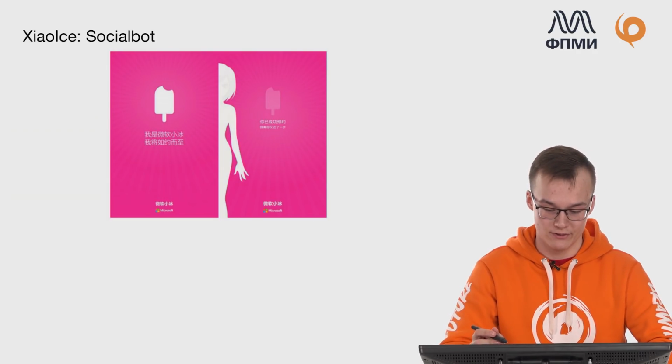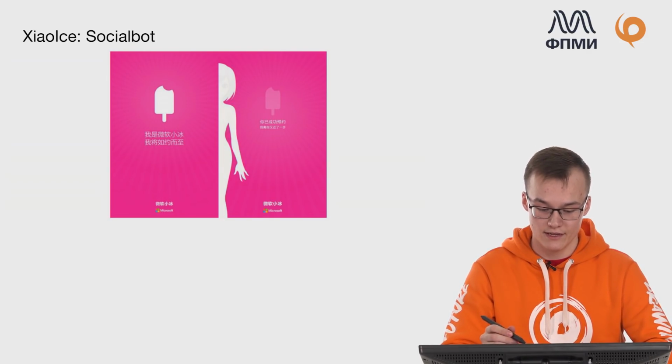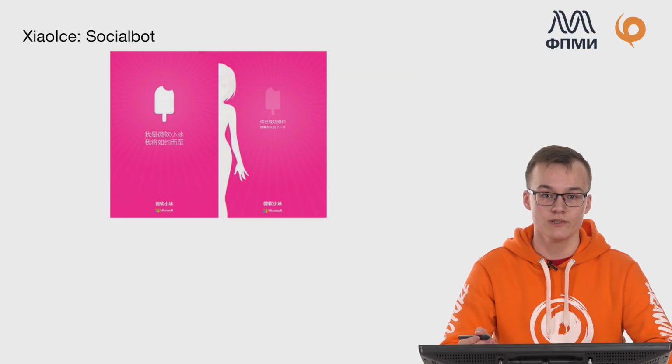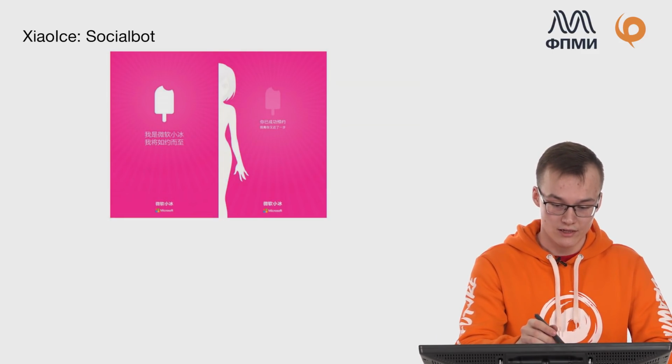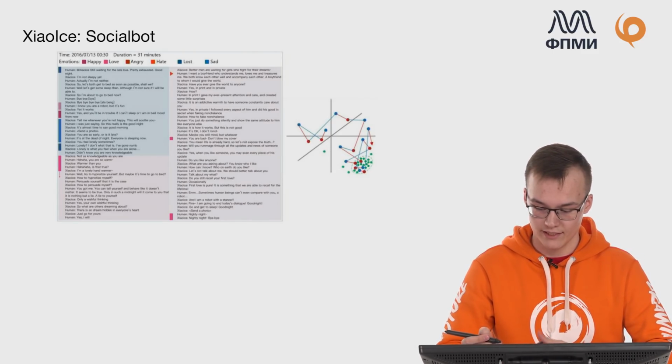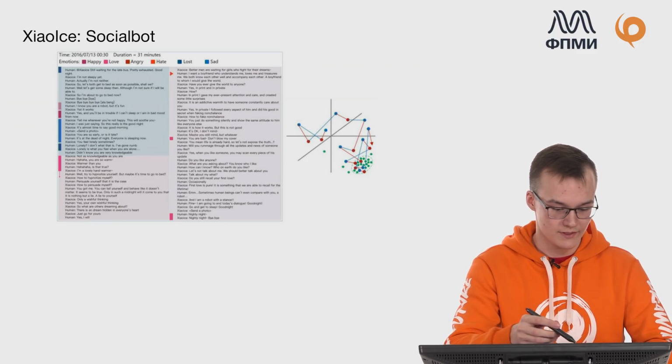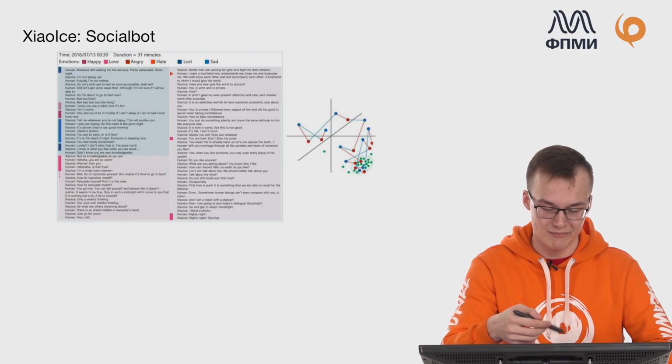Another wonderful result of recurrent neural networks is social bots. An example is Xiaoice. It is a Chinese social bot. It has more than 180 million active users, which is more than the population of Russia. It has a lot of skills. One of them is putting a user in a good mood.